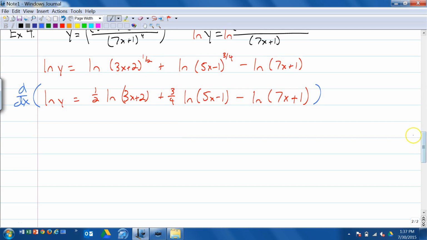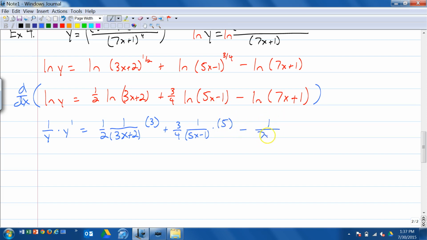With respect to x. Derivative of natural log of y is 1 over y times y prime equals 1/2. The derivative of natural log of anything is 1 over the thing in the parentheses times the derivative of the inside, which is just 3, plus 3/4 times 1 over 5x minus 1 times the derivative in the parentheses, which is 5, minus 1 over 7x plus 1 times the derivative of what's inside, which is 7.